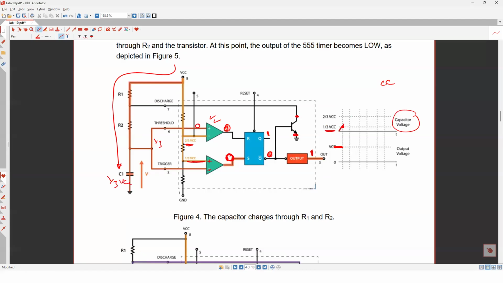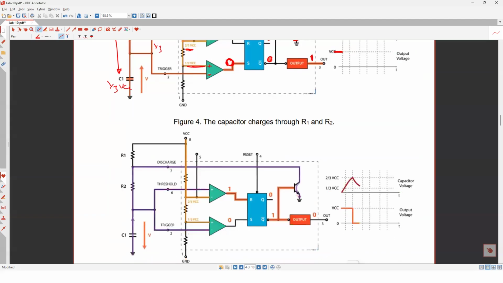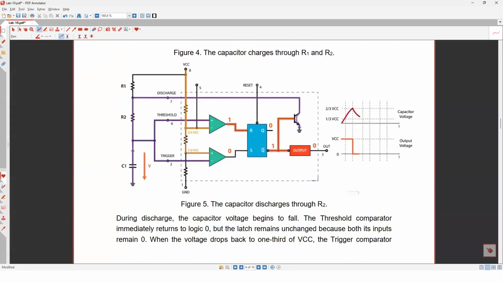Now, it's gonna continue charging until it hits 2/3 VCC. At this point, something will happen, okay? That's what I'm saying here. So once it increases until it hits 2/3 VCC, this comparator, because this is 2/3 VCC, this capacitor input should become greater than 2/3 VCC. So this one is gonna turn 1, this one is gonna stay 0 because the negative here is 2/3 VCC and this is 1/3 VCC. And this is the case of a reset.